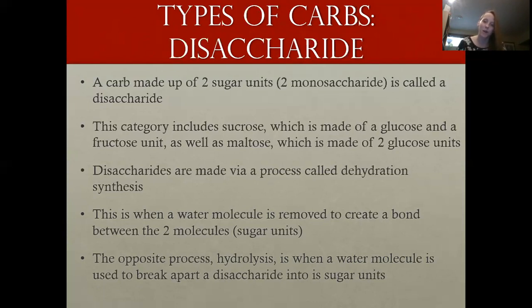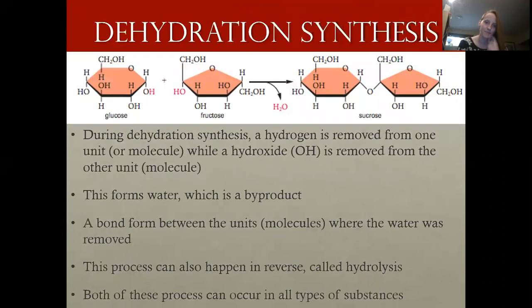And where that water is removed, a bond will form. The opposite process of this is hydrolysis, hydro meaning water, lysis meaning to break apart. And this is when a water molecule is added to a bond in order to break the bond apart. That is how we would go from a disaccharide to monosaccharides.